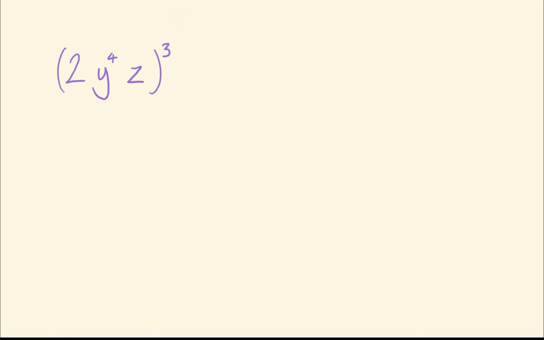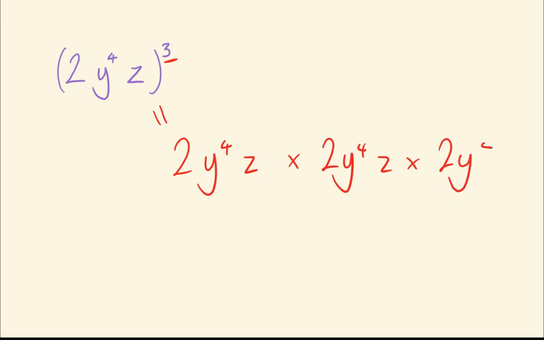Same idea again, this time we've got a cubed. Cube means we want 3 copies of it, 3 copies all times together. So your first step, you want to basically expand out this power. So write it in long form. So we have 2y to the 4z times 2y to the 4z times 2y to the 4z.